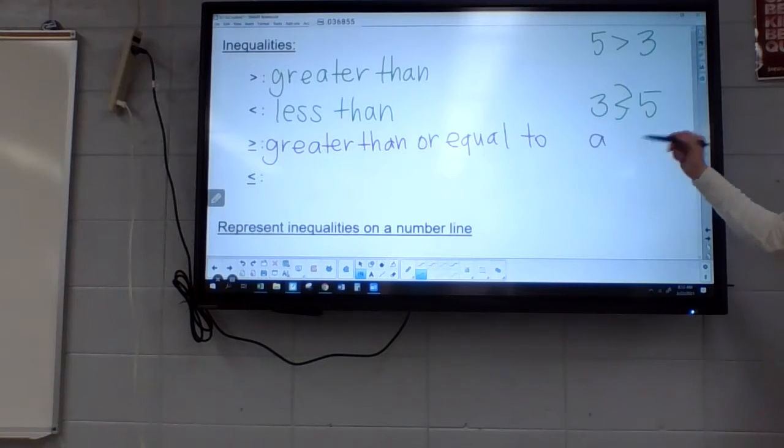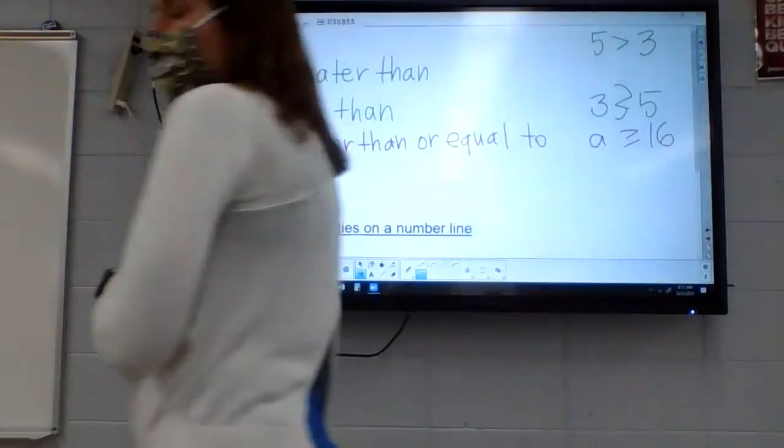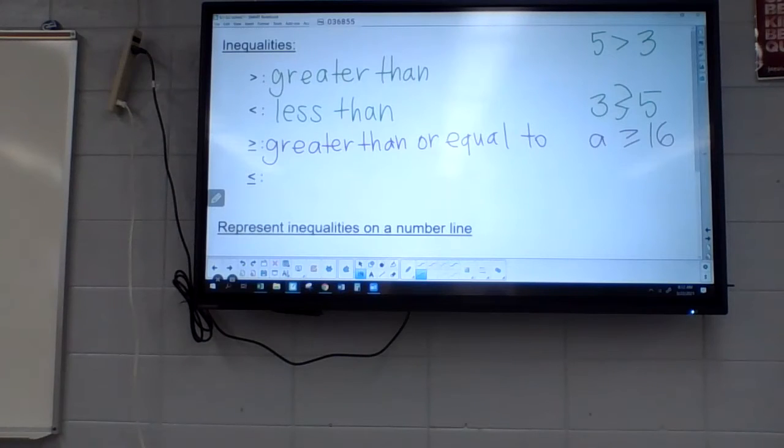So the age, I'm going to call that A, is greater than or equal to 16. You could be 16, you could turn 16 that day. I actually got my driver's license on my 16th birthday. You can get it that day or any day after that.